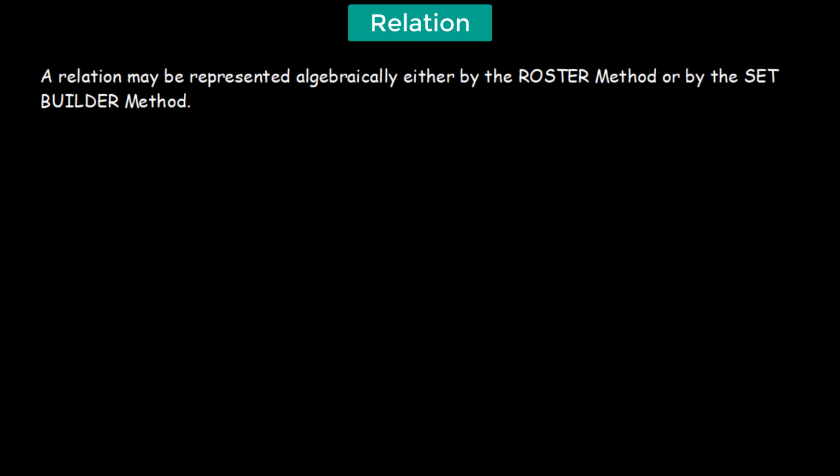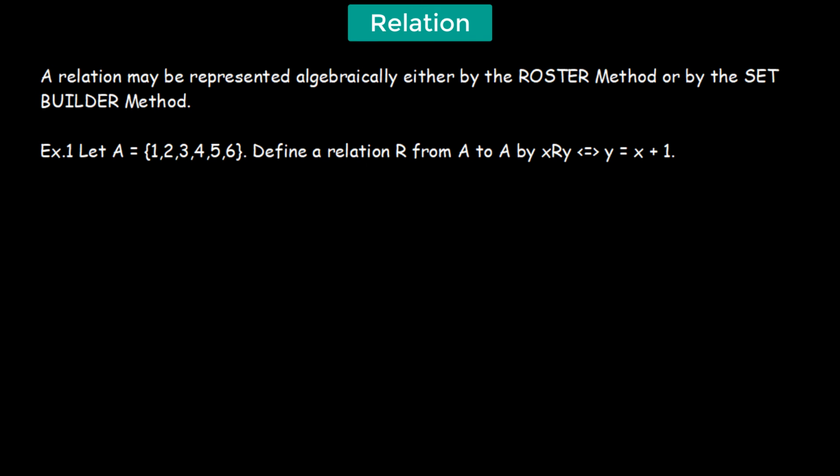So a relation may be represented algebraically either by the roster method or by the set builder method. Let us do an example, and we're going to implement both methods to represent a given relation algebraically. Here we are given a set having 6 elements, 1, 2, 3, 4, 5 and 6. We have to define a relation R from A to A, which is given by x R y, where the relation between y and x is y equals x plus 1.